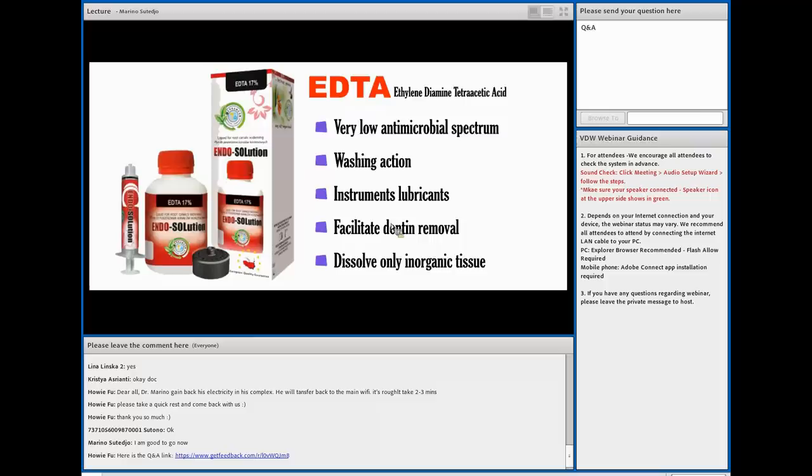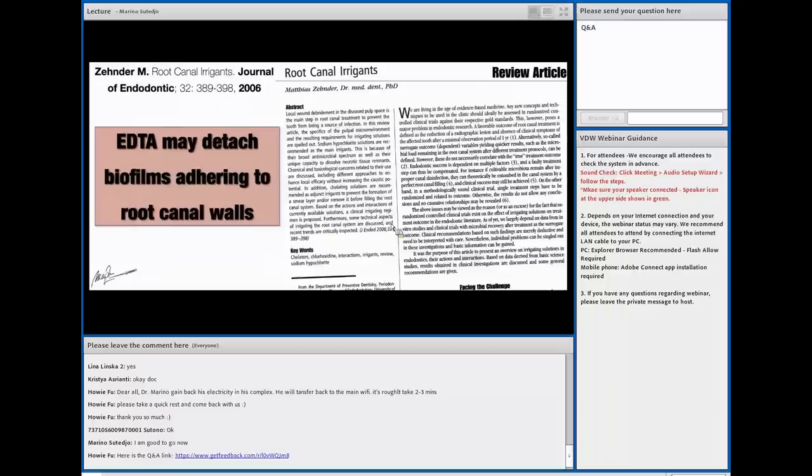In this case, it is EDTA. EDTA, also known as ethylenediaminetetraacetic acid, is a material that we use to dissolve this kind of smear layer, and it also works as a lubricant. But I'm going to say the effectiveness of EDTA in antibacterial capacity is low.